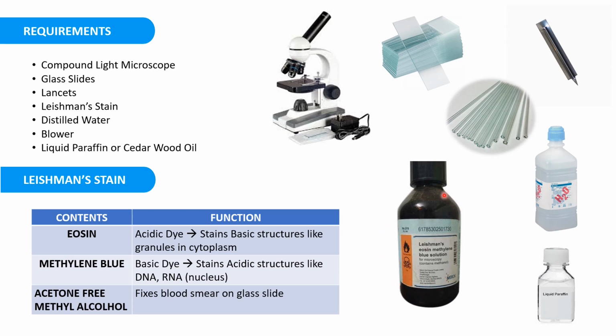What are the contents of Leishman stain? This is a stain that is used for staining the blood cells. There are three contents. First is leucine. Leucine is the acidic dye, so naturally it will stain the basic structures. Which are the basic structures in the cell? That is the granules in the cytoplasm. So granules in the cytoplasm are basic structures, and leucine will stain the granules.